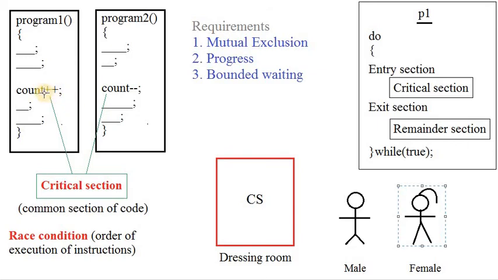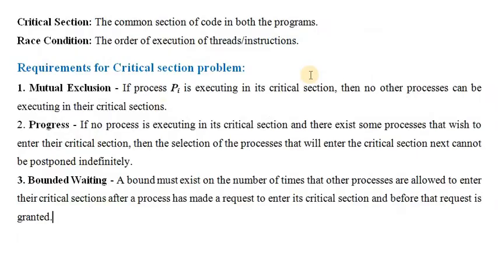So here also, when one program is executing this critical section like count plus plus, the second program will not be allowed. When it gets completed and exits from the exit section, then only the second person or second program will be allowed into that critical section. Okay, so that is mutual exclusion. Let us read the same statement again. If one is in the critical section, the second one will not be allowed, right?